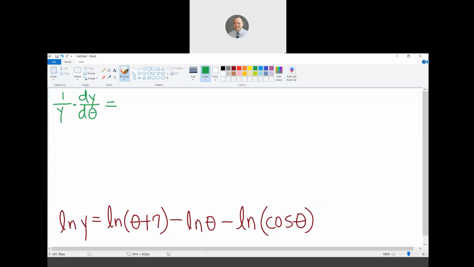All right, now let's take the derivative of each natural log. The first one we have 1 over theta plus 7 times the derivative of theta plus 7, minus the natural log of theta is 1 over theta times the derivative of theta.